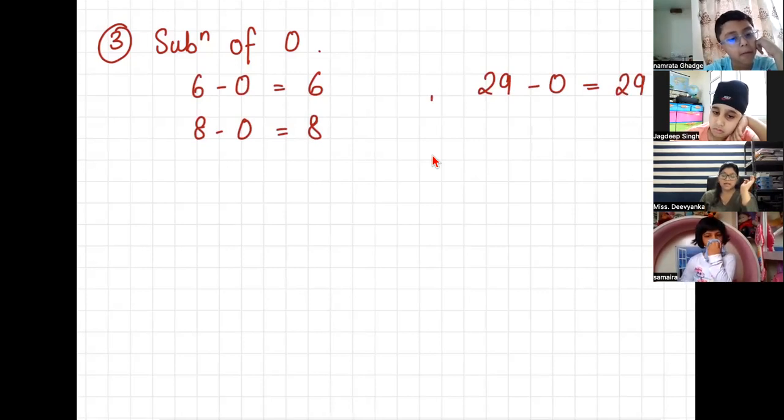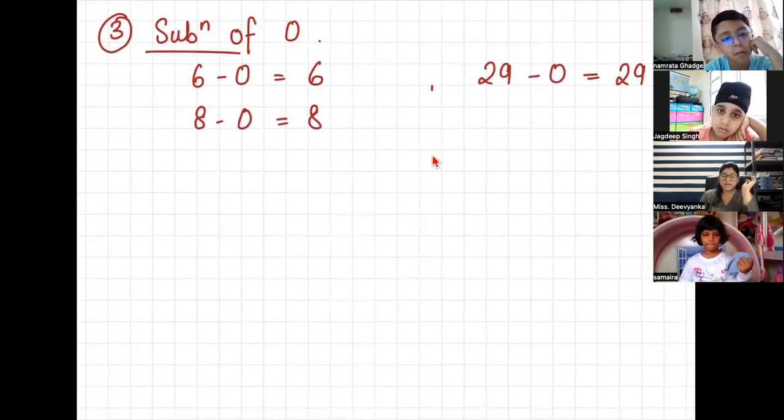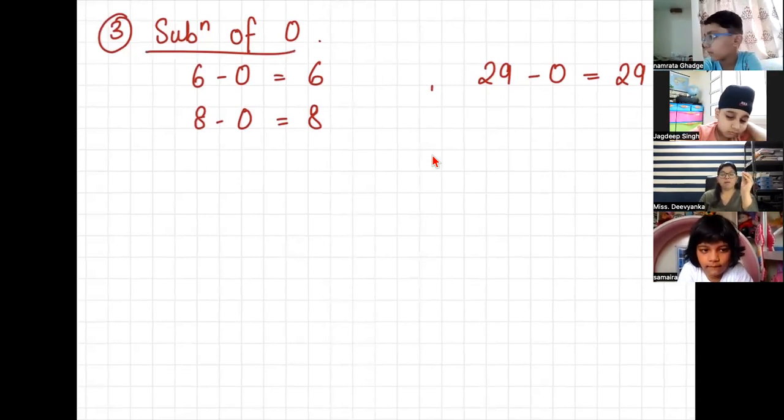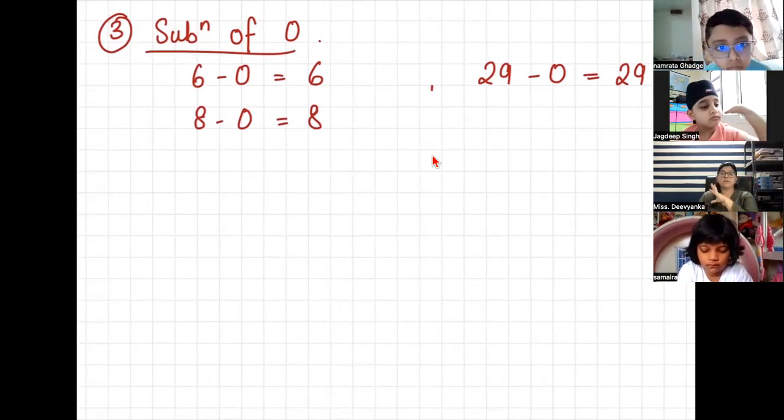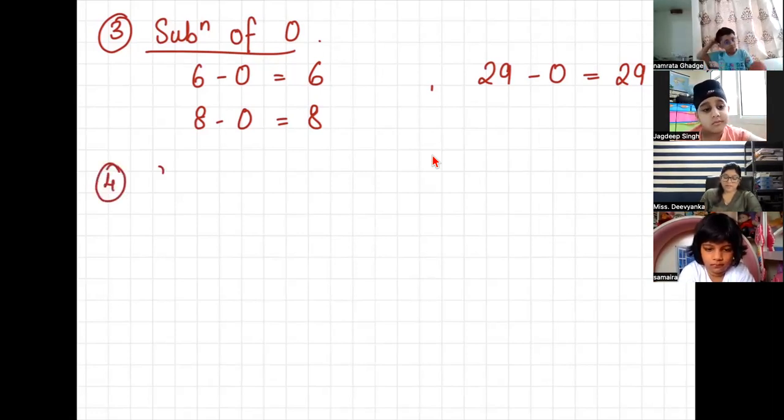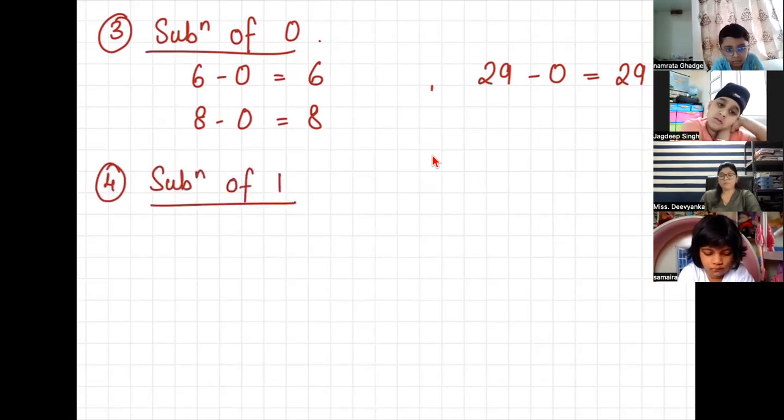Let's not write it. I'll send it to you later on. So this is kind of a property of subtraction of 0, which means any number that is subtracting 0 from it is equal to the same number. Okay. Now the fourth property is subtraction of 1 from the number. So any number, if we take any number and from that we are subtracting 1, the answer that you get is the before number of that main original number.